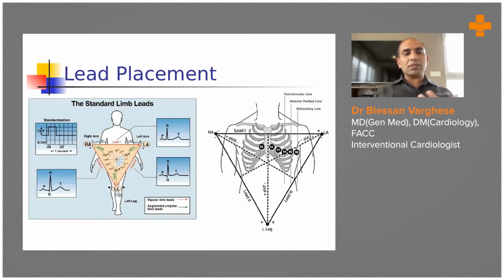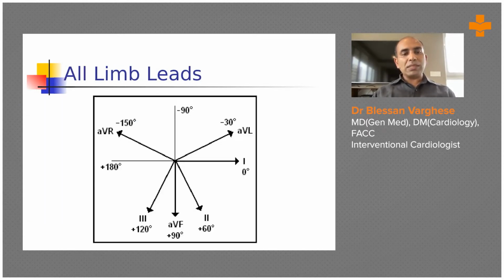Now, to record this, we place different leads on different areas of the body, according to an electrical principle. We are not going into details of it, but we all know that there are limb leads and chest leads. This is how the limb leads are designed: lead 1 from the left shoulder to the right shoulder, lead 2 from the leg to the right shoulder, then lead 3 from the leg to the left shoulder. And you have chest leads which are placed on the precordium. This is arranged according to an axial system.